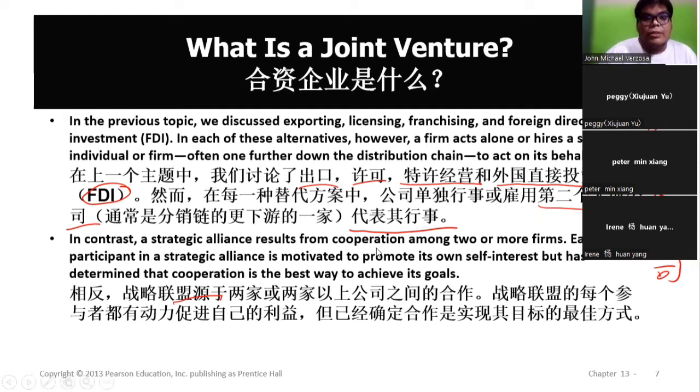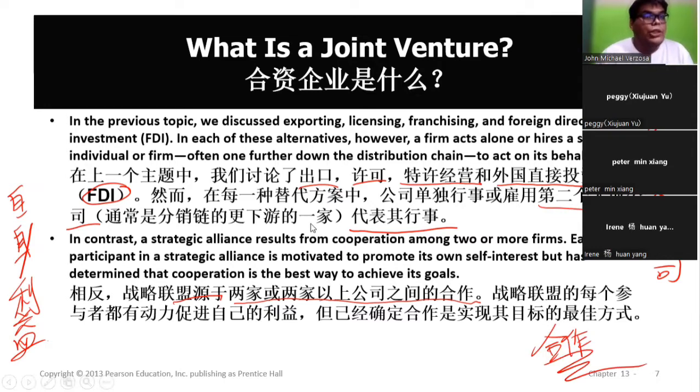The strategic alliance results from cooperation of 2 or more firms. Each participant in a strategic alliance is motivated to promote its own self-interest, but has determined that cooperation is the best way to achieve its goals. So they can still work together despite their own self-interest.